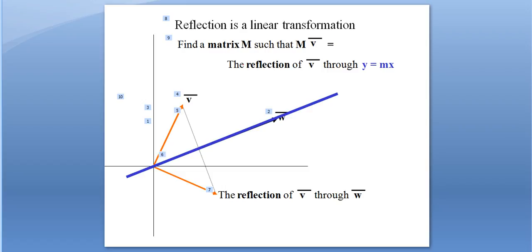Okay, so we have to find a matrix M such that M of V, where I'm going to consider V this vector here. Okay, and so this particular point here will be reflected through this line. Okay, so that will be this point here.